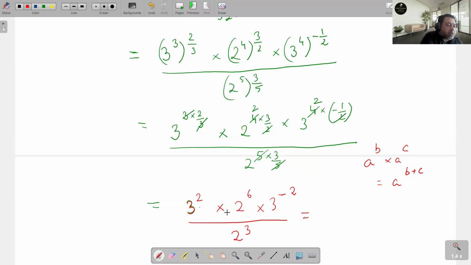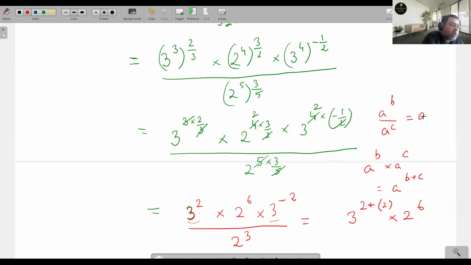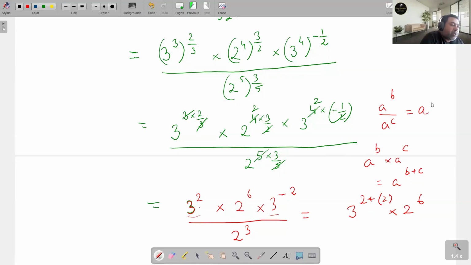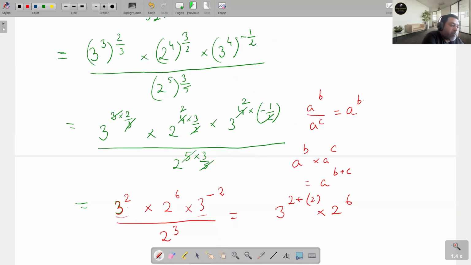So we are going to use the 3s. There are 2 3s here, so we'll club them together: 2 plus minus 2, multiplied by 2 raised to the power 6 divided by 2 raised to the power 3. In division, you know that a raised to the power b divided by a raised to the power c is a raised to the power b minus c. So here we'll get 2 raised to the power 6 minus 3.